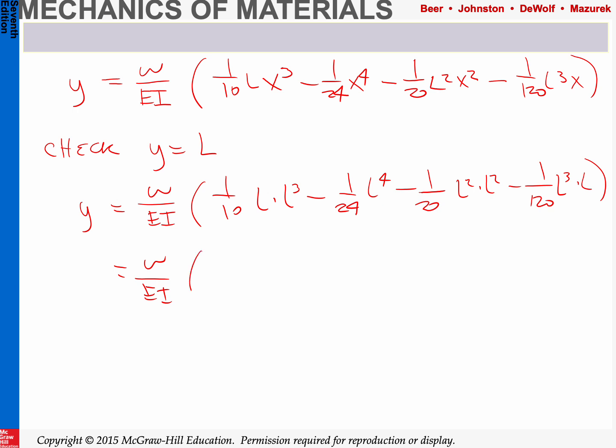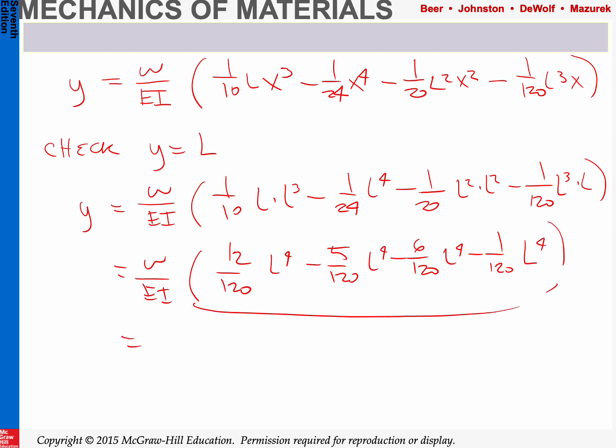we use a common denominator, 12 over 120 minus 5 over 120 minus 6 over 120 minus 1 over 120, all L squared. And you'll find out that all this equals 0. So y is equal 0 when x equals L.